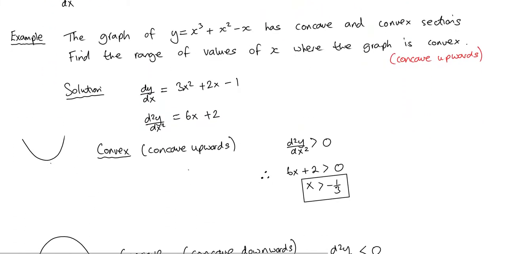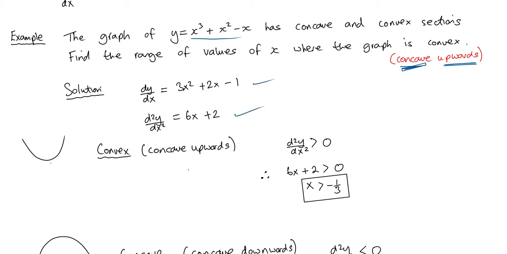It says the graph of this function here has concave and convex sections. Find the range of values of x where the graph is convex. Now this is an Edexcel question, but if it was MEI, they would say find where it's concave upwards. So that means we need to find the second derivative d2y by dx squared. So we differentiate it, and then we differentiate it again.